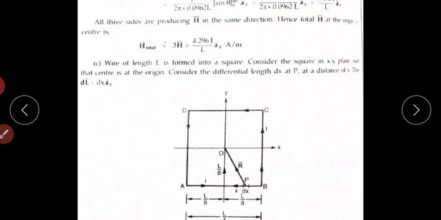So r bar vector equals minus x into ax bar plus L by 8 into ay bar. Next, modulus of r bar equals square root of x square plus 0.125 L whole square. Next, find the unit vector ar bar equals r bar by modulus of r bar.